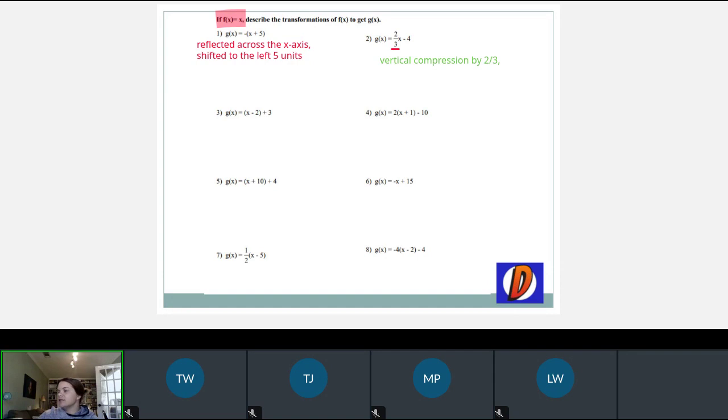And then we have subtracting 4 at the end. So the subtracting by 4 is not in parentheses. So this means it's going to be a downshift. Okay, so it's going to shift down 4 units.